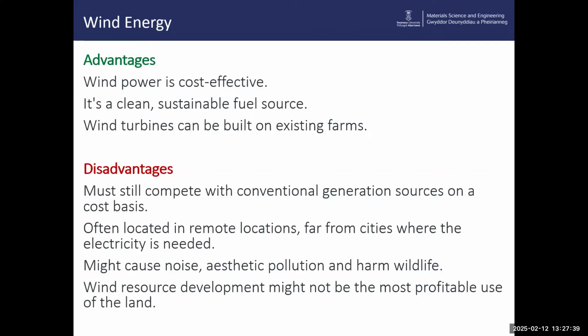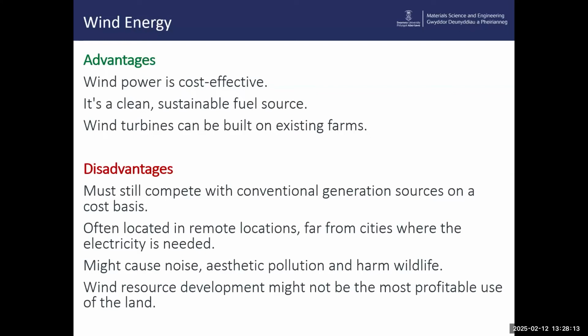Wind power is cost effective. Land-based utility scale wind is one of the lowest priced energy sources available today. It's also a source of creating green jobs, and it's a clean, sustainable fuel source. Wind turbines can also be built on existing farms, so it's a good use of potentially excess land or farmers looking to diversify what they're doing on their land.